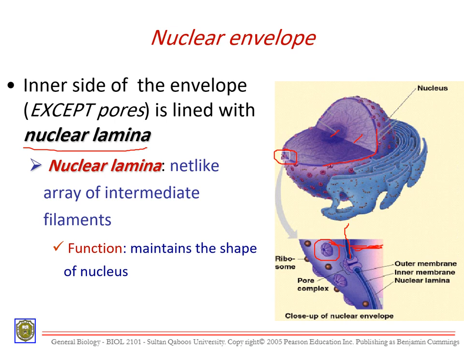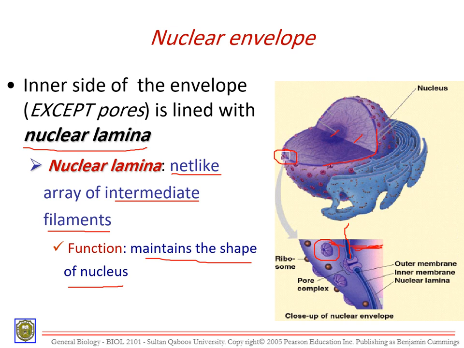What is that? It's a network of intermediate filaments that give the nucleus the shape. Alright? It gives the nucleus its structure. So it maintains the shape of the nucleus. If you imagine it with me like this. So this is our nucleus. I'll try to use this in yellow. Maybe it'll be more clear. This is our nucleus. And here you have a double layer.